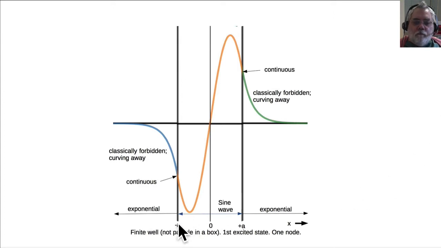So we have a box, we have a well, but in this case, we resize it and reorigin it so that the box extends from minus a to plus a, and the walls are finite, not infinite. So I'm not showing any crosshatching here.